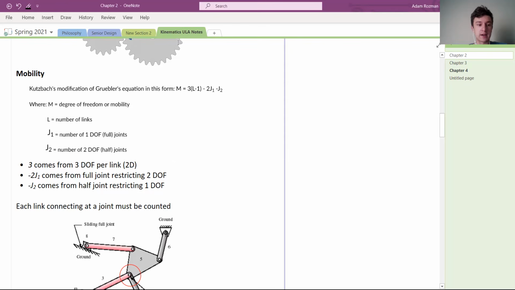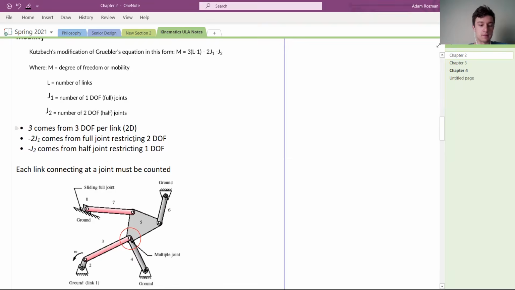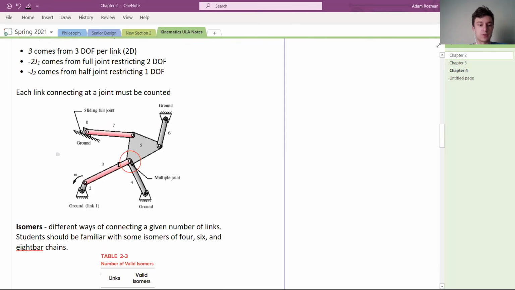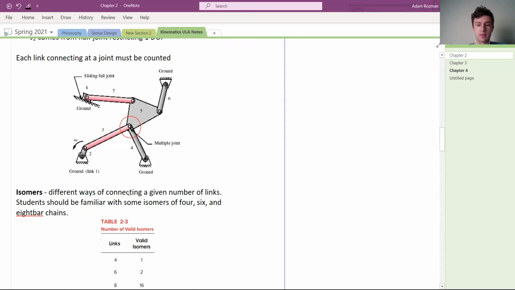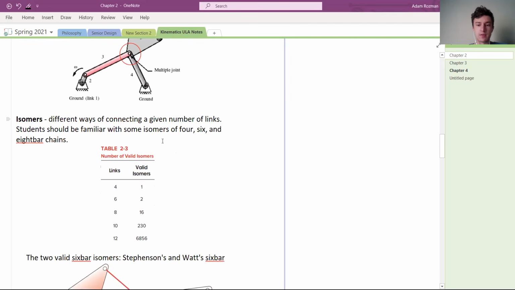I don't know if you've thought about the reasoning for this equation before, but it can help you understand a little more where it's coming from, and maybe make it easier. Some other little rules are, if you have multiple links connecting at a single joint, when you're counting joints, you have to count both of those, which I think you've already done in class, but that's just a reminder.